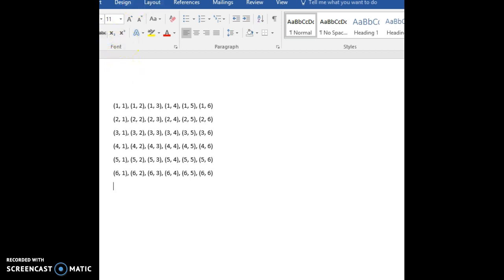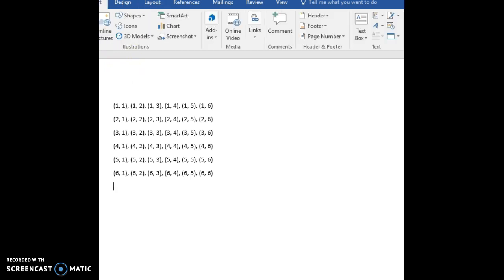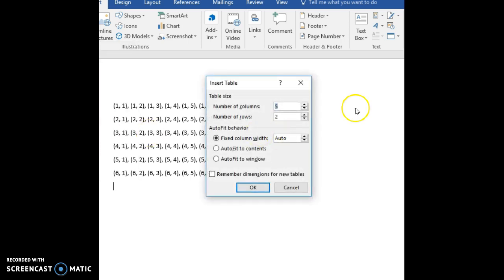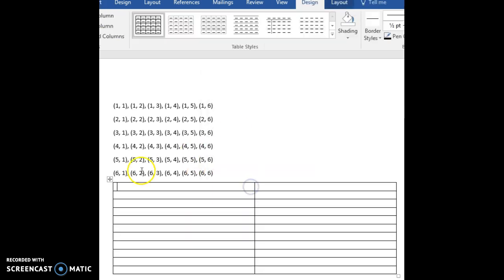All right, so let me go ahead and insert a table for it. And it's going to be 2 columns. And then 2 through 12, I'm thinking I'm going to need 11 rows. Hope that's right. All right, and we'll go ahead and add that.